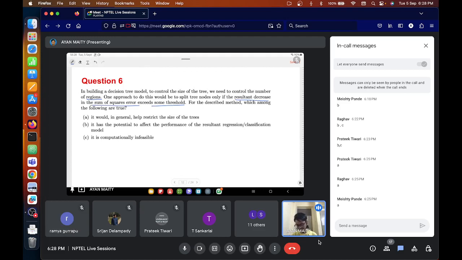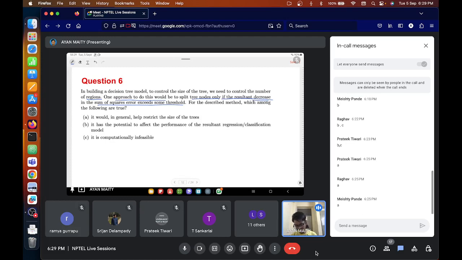Option A is it would in general help restrict the size of the tree. Option B says it has the potential to affect the performance of the resultant regression or classification model, and the last option is it is computationally infeasible. So the approach is to split the tree nodes only if the resultant decrease in the sum of squared errors exceeds some threshold. Then only we split the node, otherwise that is the leaf node.